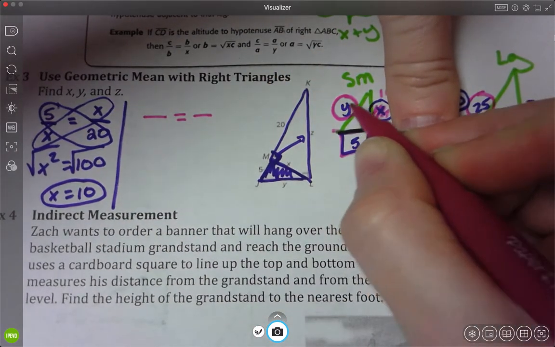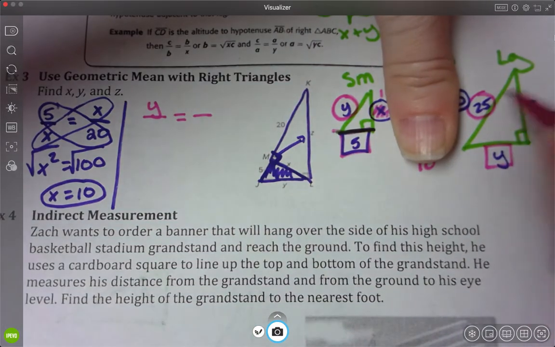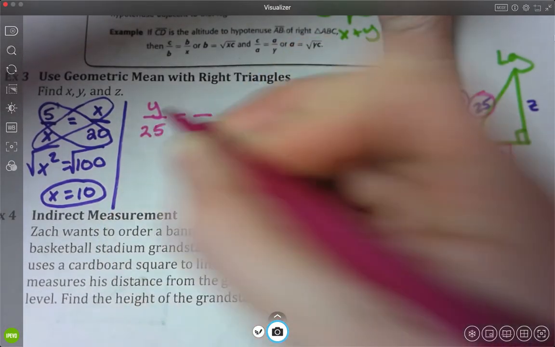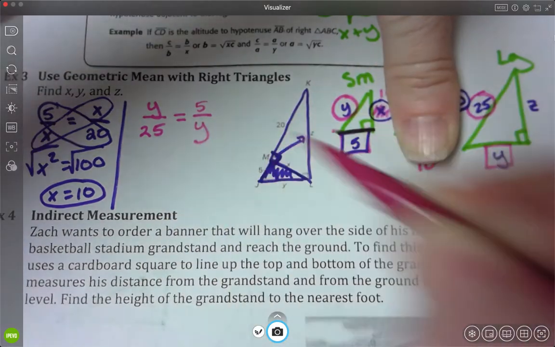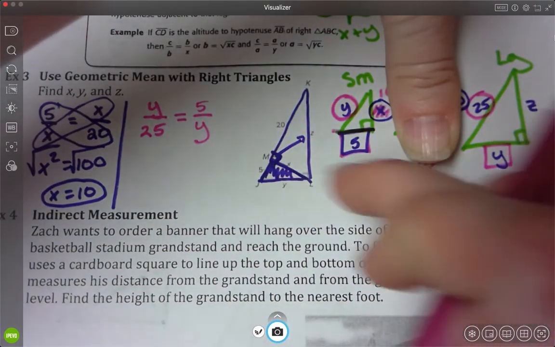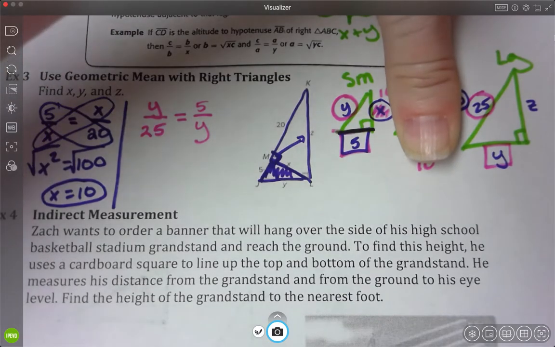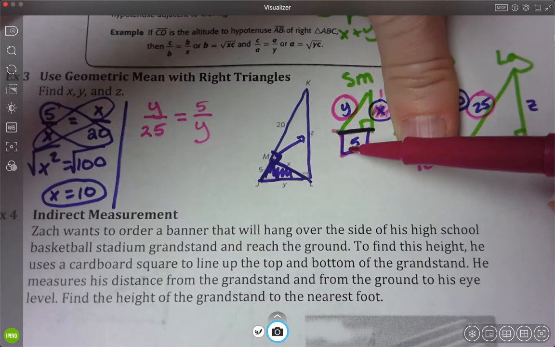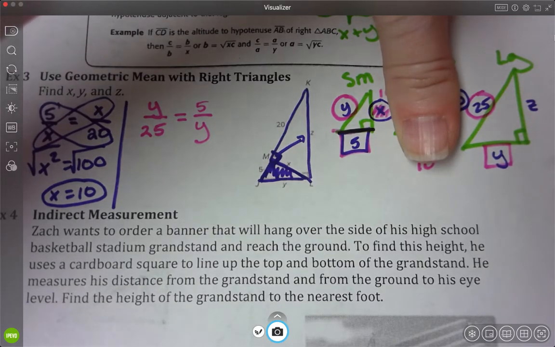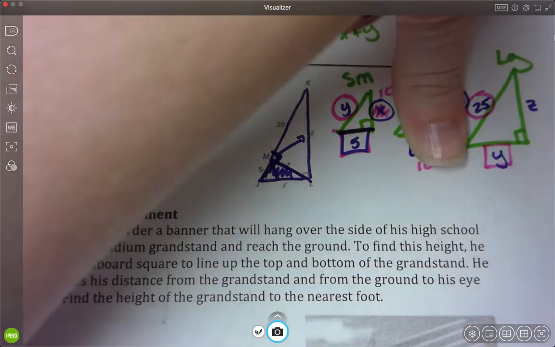So I have Y here on this side. I have 25 on this side. I have 5 over here, and I have Y over here. Okay, so I started going left to right, left to right. I want to make sure I do that same thing. Now I could have gone Y over 5, so top to bottom equals top to bottom. That would work too. Doesn't matter, just as long as I go the same direction.